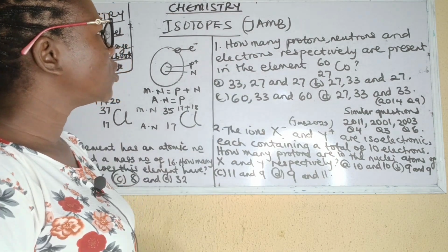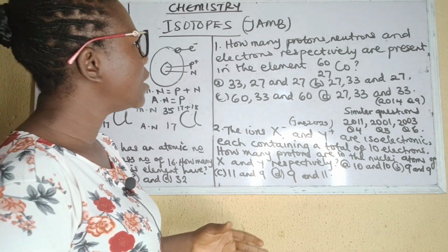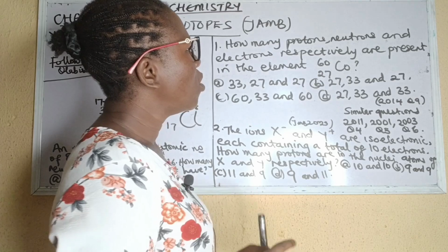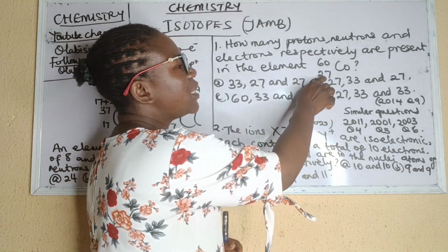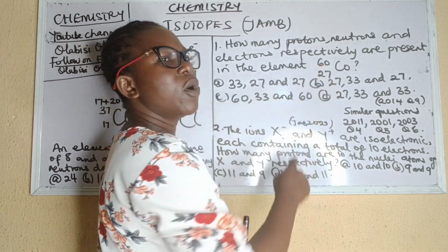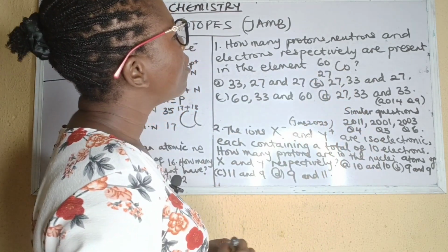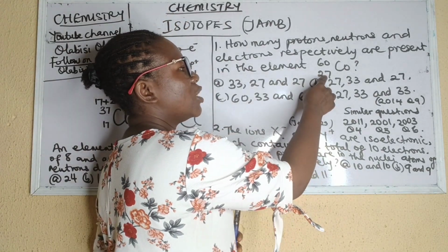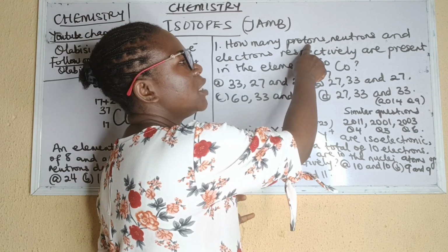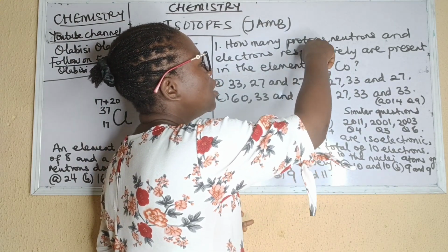So we also have another question here. How many protons, neutrons and electrons respectively are present in the element cobalt-60 with atomic number 27? This is a good representation of an element where the number down here represents the atomic number, which is 27, while the number up here, which is 60, represents the mass number. Since the atomic number is 27, that is the number of protons. You need to be careful about the way it's arranged. Proton was mentioned first, so we have 27.